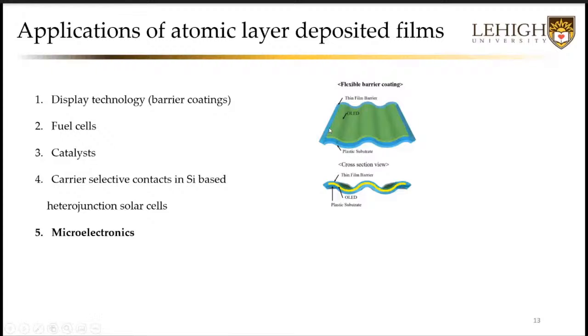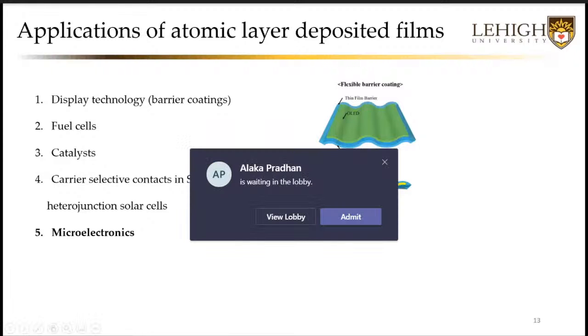It's also used in fuel cells for making catalysts. It can also be used in catalysis these days. It is used for making carrier selective contacts in silicon-based heterojunction solar cells. Carrier selective contacts mean they separate the charges and don't let them recombine faster. There are two types of contacts, electron selective and hole selective. By using these carrier selective contacts, the efficiency can be increased.